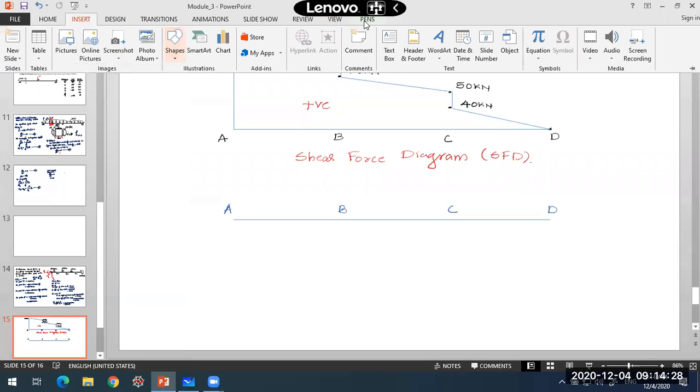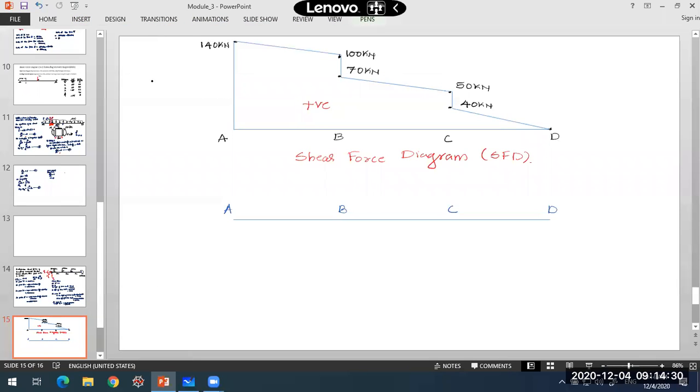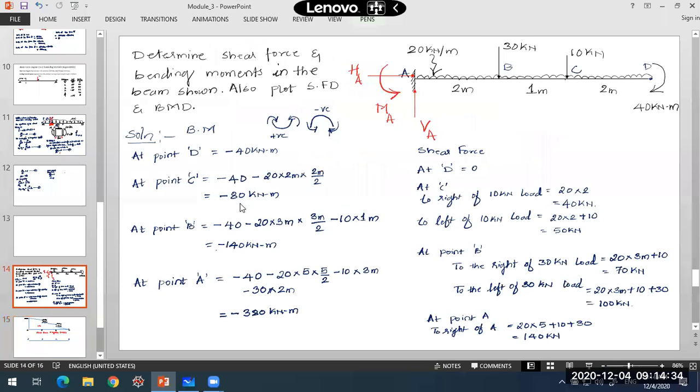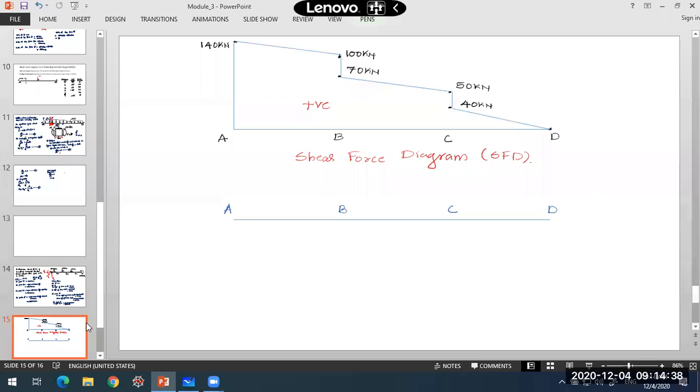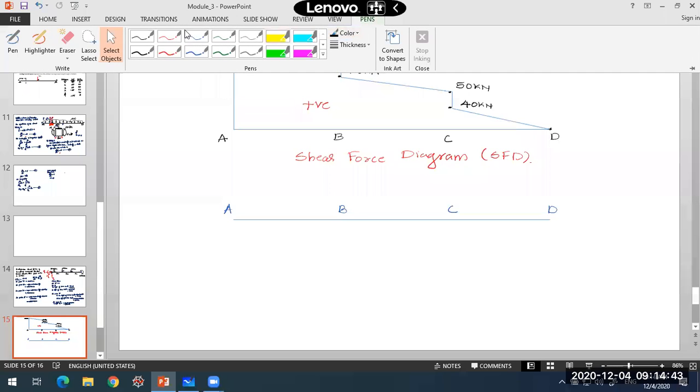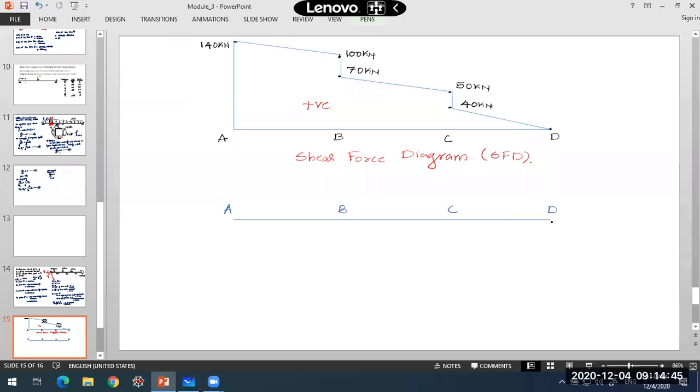So first, I'll take these coordinates: minus 40, minus 80, minus 140, minus 380. All are negative, so they will be plotted below this beam line. Here at point D, it is minus 40, so I'll just show a line over here.